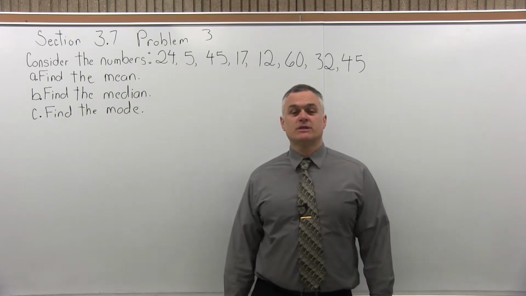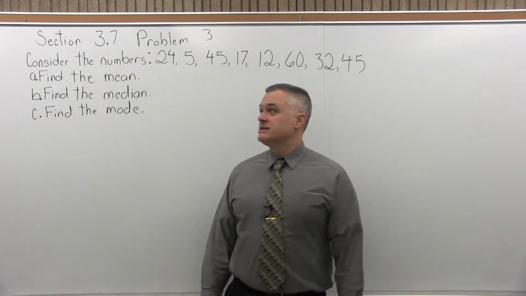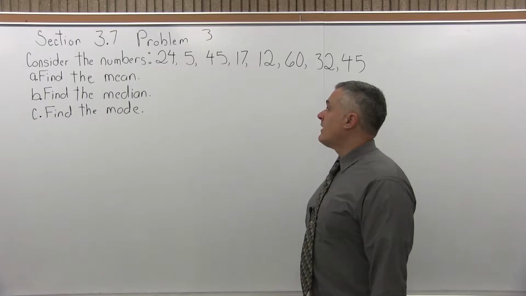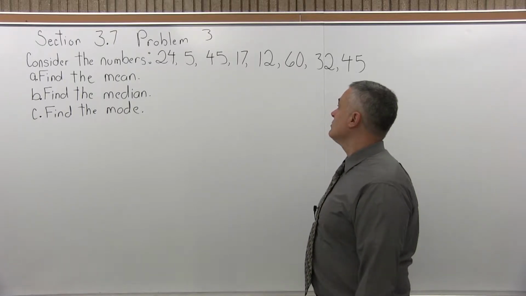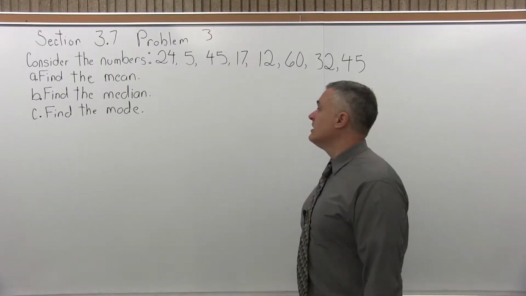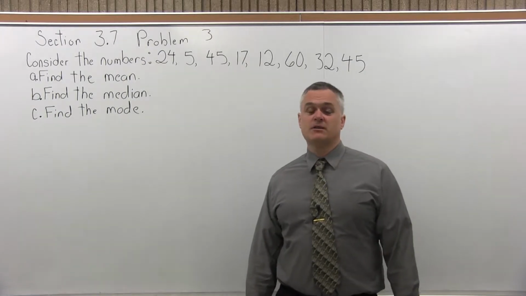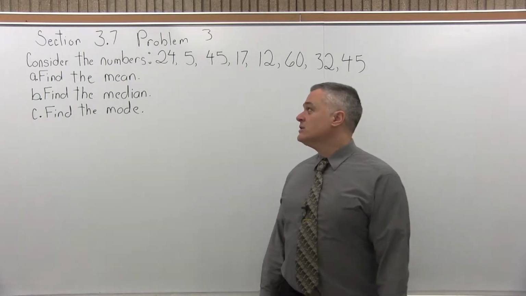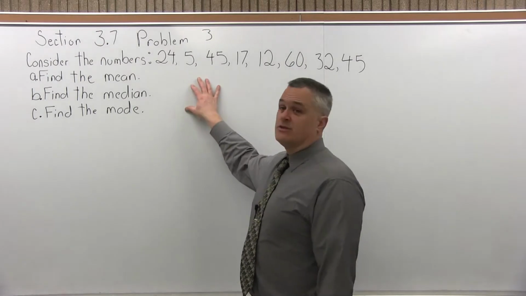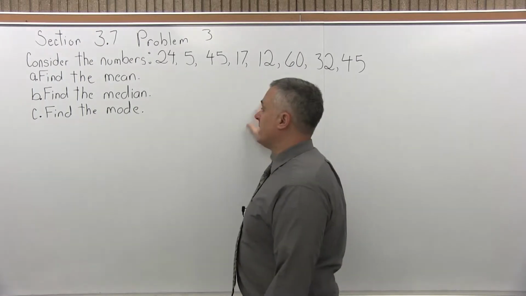This is Section 3.7, Problem 3. It says, consider the numbers 24, 5, 45, 17, 12, 60, 32, and 45. Find the mean, find the median, find the mode. So the mean, what we have to do is add those numbers together and divide by how many we have.